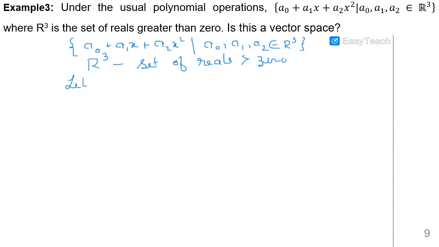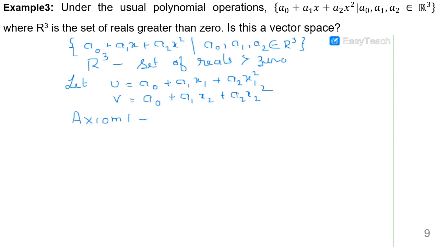Let us try to define U equal to a0 plus a1 x1 plus a2 x1 square, V equal to a0 plus a1 x2 plus a2 x2 square. So, we will apply the first axiom, vector addition.